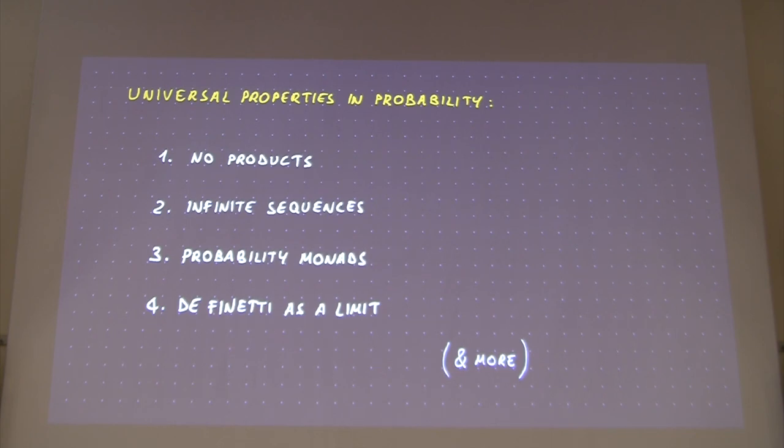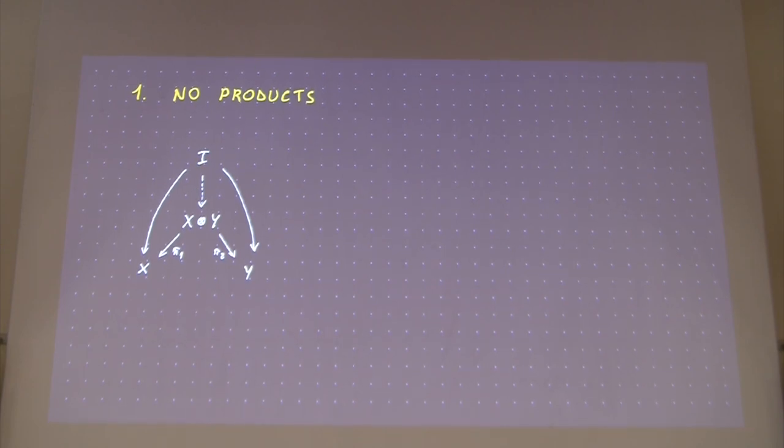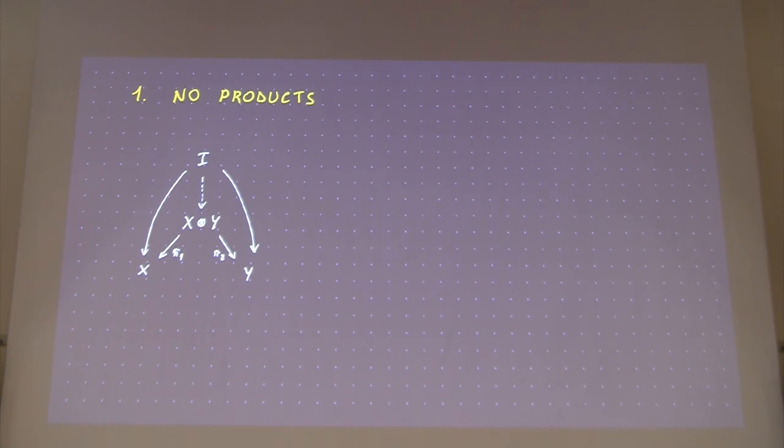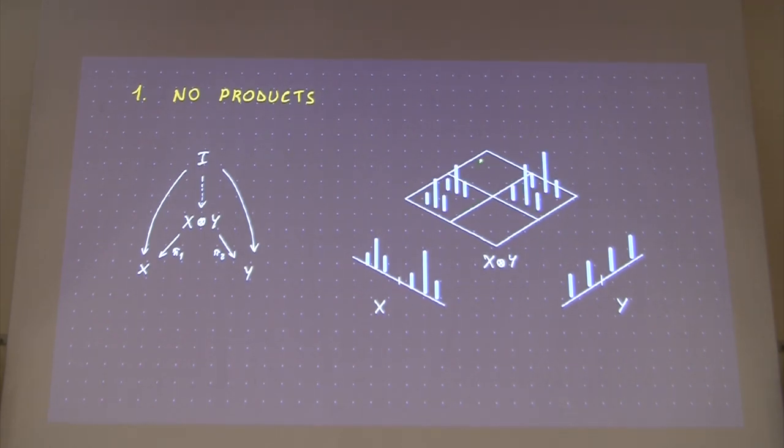All right, why not products? Well, let's first start with an intuitive explanation. Products imply this universal property. In particular, they imply this universal property for morphisms from the monoidal unit, which we have said are probability measures. So suppose you have a product space and two probability measures here and here. Then you would need to have a unique probability distribution that's projected down to these ones when you marginalize. We forget about the other factor.